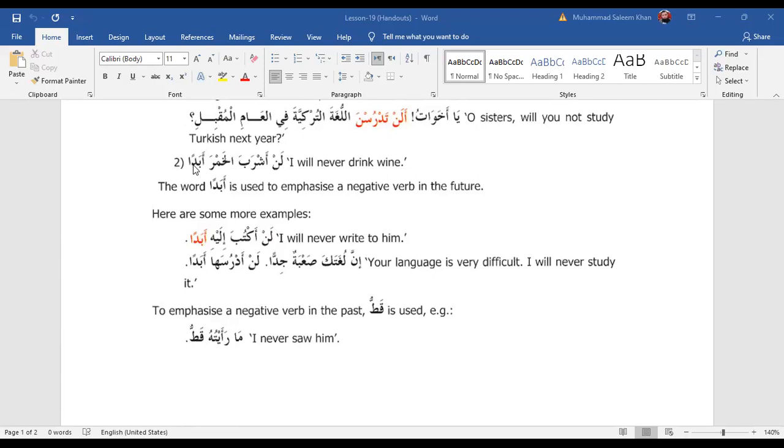Isn't qattu used for a cat? That's qittatun. Oh, okay. So this is qattu. Yeah, it's similar to that. When I heard it for the first time, I had the same feeling that it's similar to cat, but this is qattu and that is qittatun, which is used for the cat. Okay, thank you.